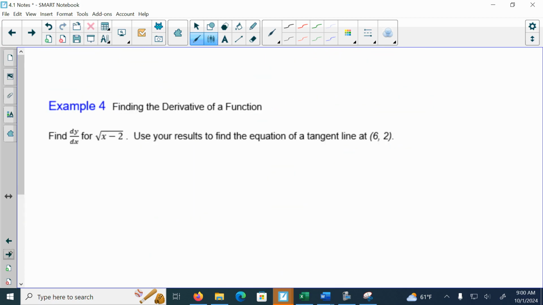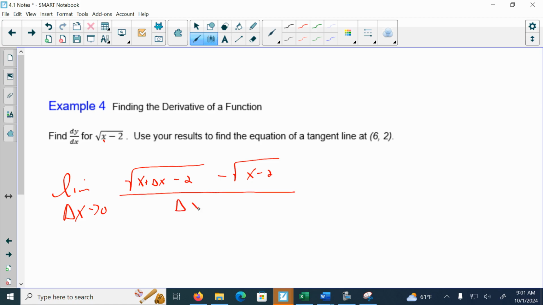All right, find the derivative function. Use your results to find the equation of the tangent line at 6, 2. So I'm doing the same thing I've done before, but I'm going to have to remember some of those rules we learned before. So I'm going to take the limit as delta x approaches 0. In place of this x, I'm writing the square root of x plus delta x minus 2 minus f of x, which is the square root of x minus 2, all over delta x.